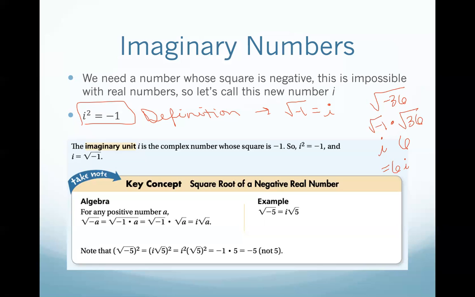Okay, if we can't simplify our square root, that's fine. We would just leave it under the radical. So in the example given here, if I have the square root of -5, that's the square root of -1 times the square root of 5. And this part is i, so that's i times the square root of 5.